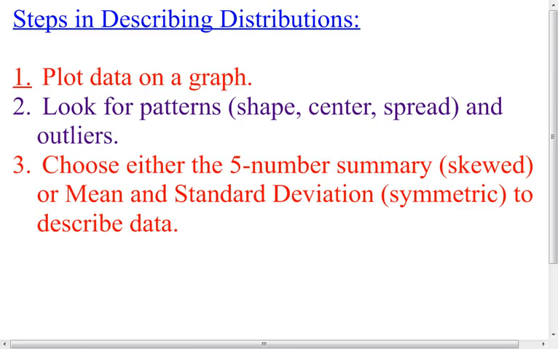First of all, you know that a distribution can be described by a set of data, by a stem plot, a box plot, a histogram, a line graph, different kinds of graphs. And so one thing you need to do is graph them, plot them on some sort of a graph. You're going to look for patterns of shape, center, spread. We've already talked about that stuff, outliers. Then you're going to choose to describe that graph with either the 5-number summary if it's skewed or the mean and the standard deviation if it is symmetric. Okay?